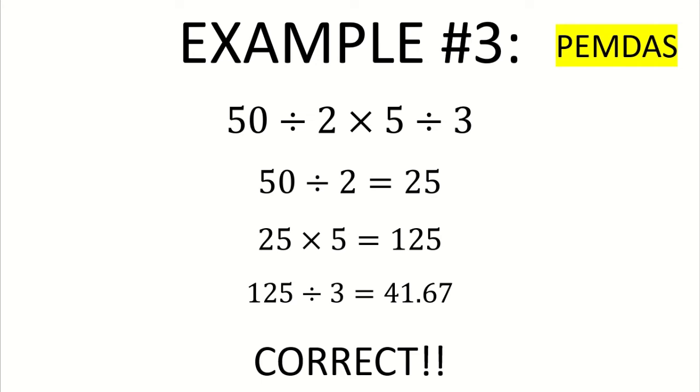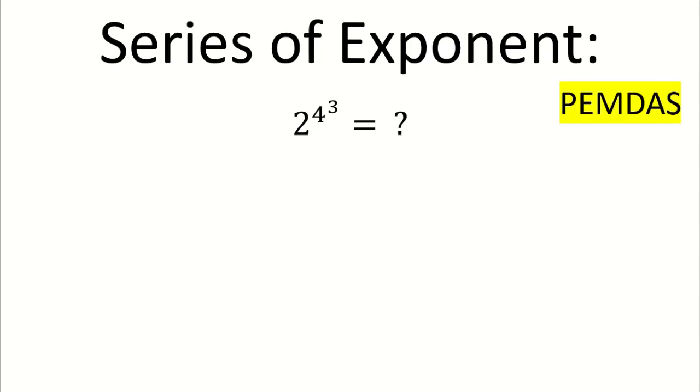Well, there is also a top to bottom approach, which is used for solving the series of exponentials. For example, we need to solve 2 raised to the power 4 raised to the power 3. Which power needs to be solved first? Now, here we will apply the top to bottom approach by solving the power of the top first, which is 4 raised to the power 3, which is 4 cubed, and it means 4 times 4 times 4 equals 64.